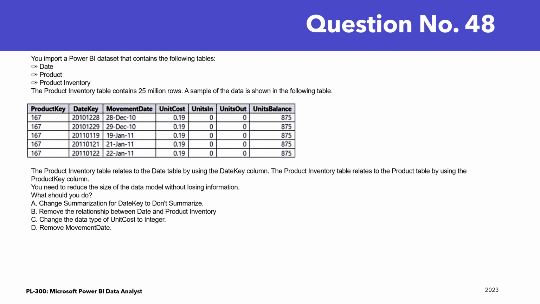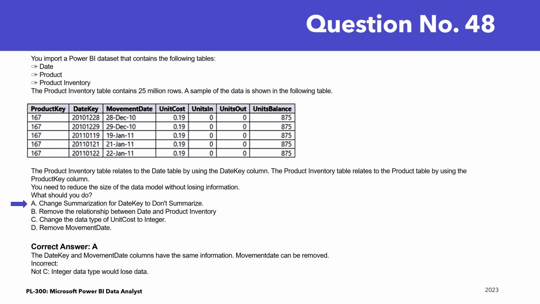What should you do? A. Change summarization for date key to don't summarize. B. Remove the relationship between date and product inventory. C. Change the data type of unit cost to integer. D. Remove movement date. Correct answer, A.